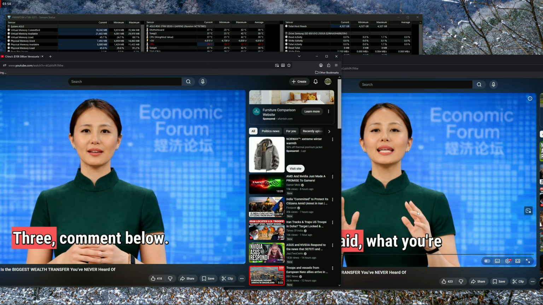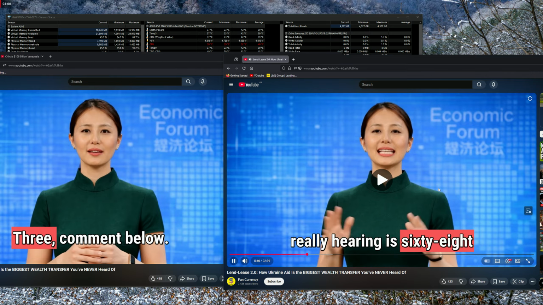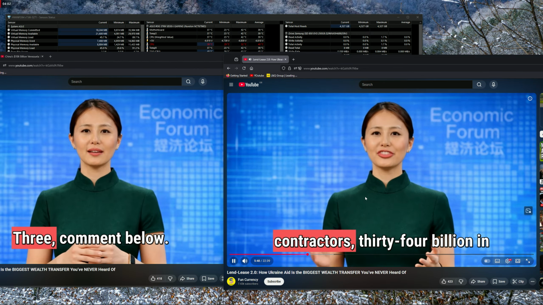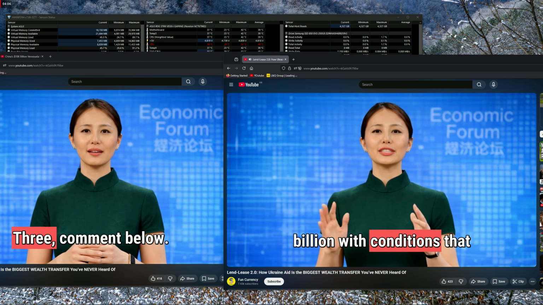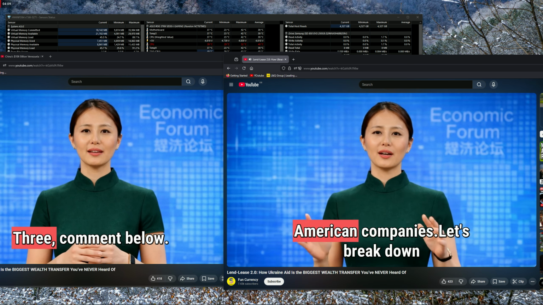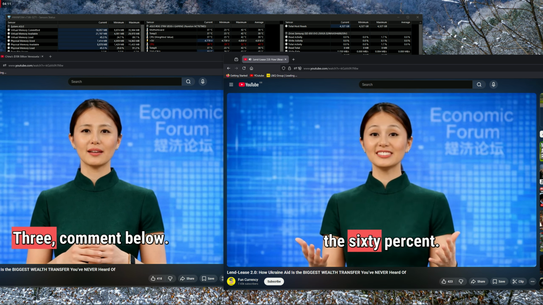So when you hear 113 billion in aid, what you're really hearing is 68 billion to U.S. defense contractors, 34 billion in debt Ukraine will owe for generations, and 11 billion with conditions that transfer Ukrainian wealth to American companies. Let's break down the 60%.